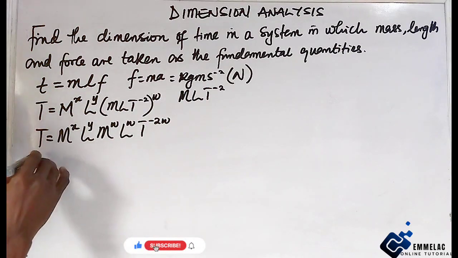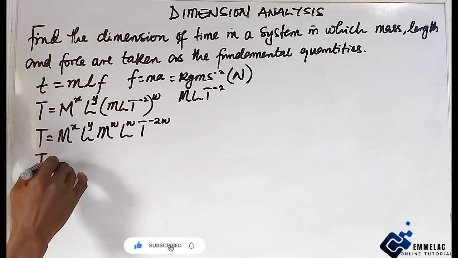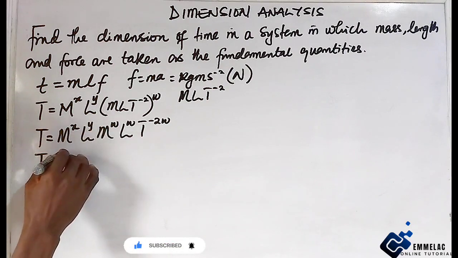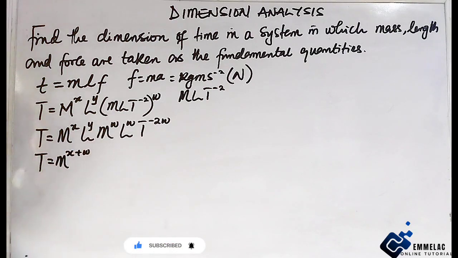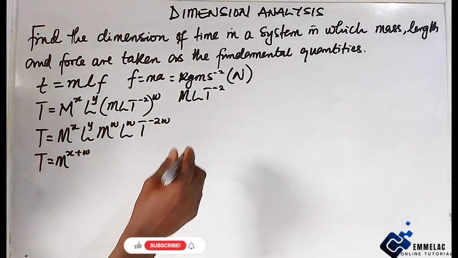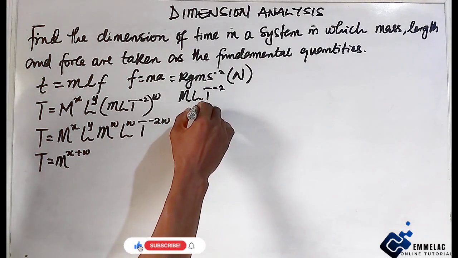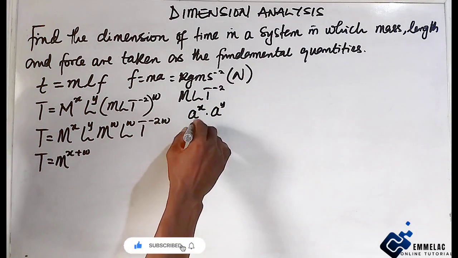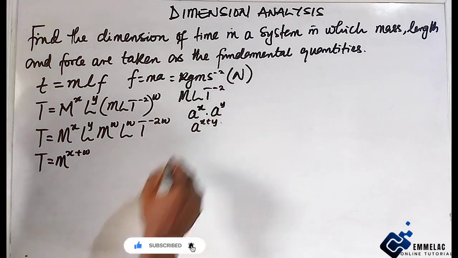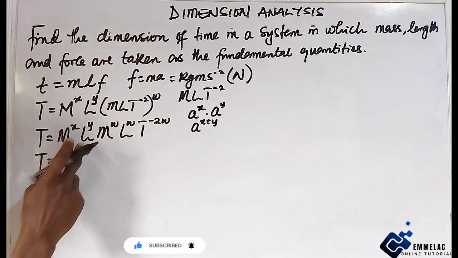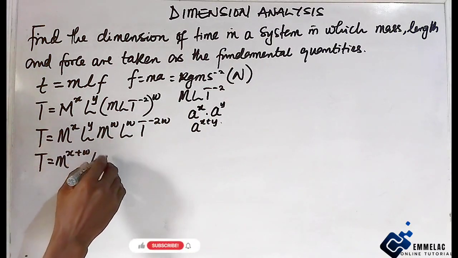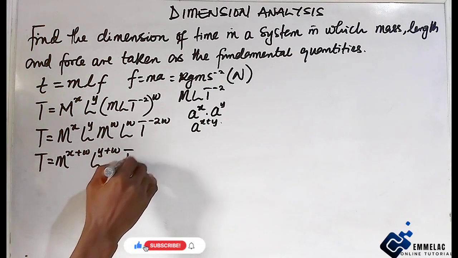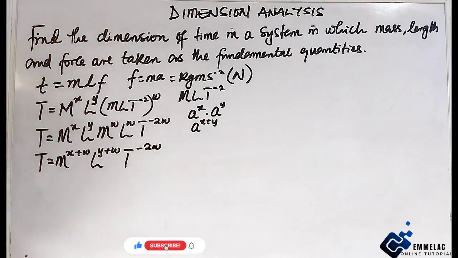Now let us collect like terms. We have M and M here but different powers, so we sum up the powers according to the law of indices: a raised to the power of x times a raised to the power of y will give us a raised to the power of x plus y. Now we have the L and L here also of different powers, so we sum. Then we have T raised to the power of minus 2w.